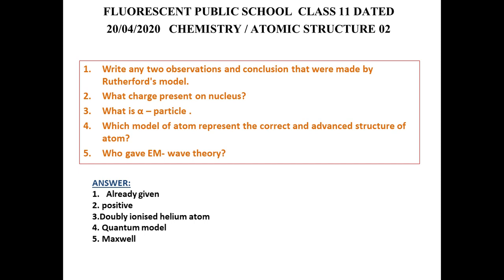What charge is present on the nucleus? So you have to write positive charge here. What is an alpha particle? Alpha particles are doubly ionized helium atoms. Second thing, what is the source of the alpha particle that was used by Rutherford? That is radium, a radioactive material.